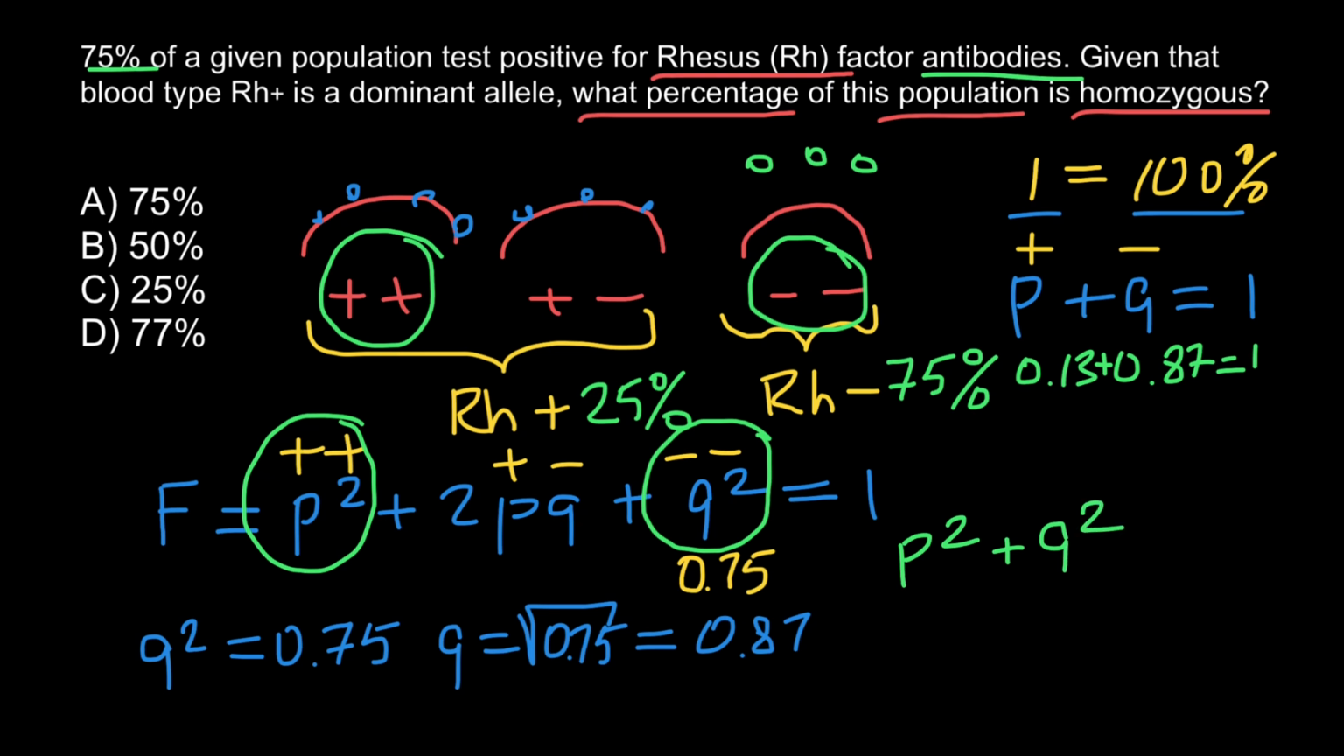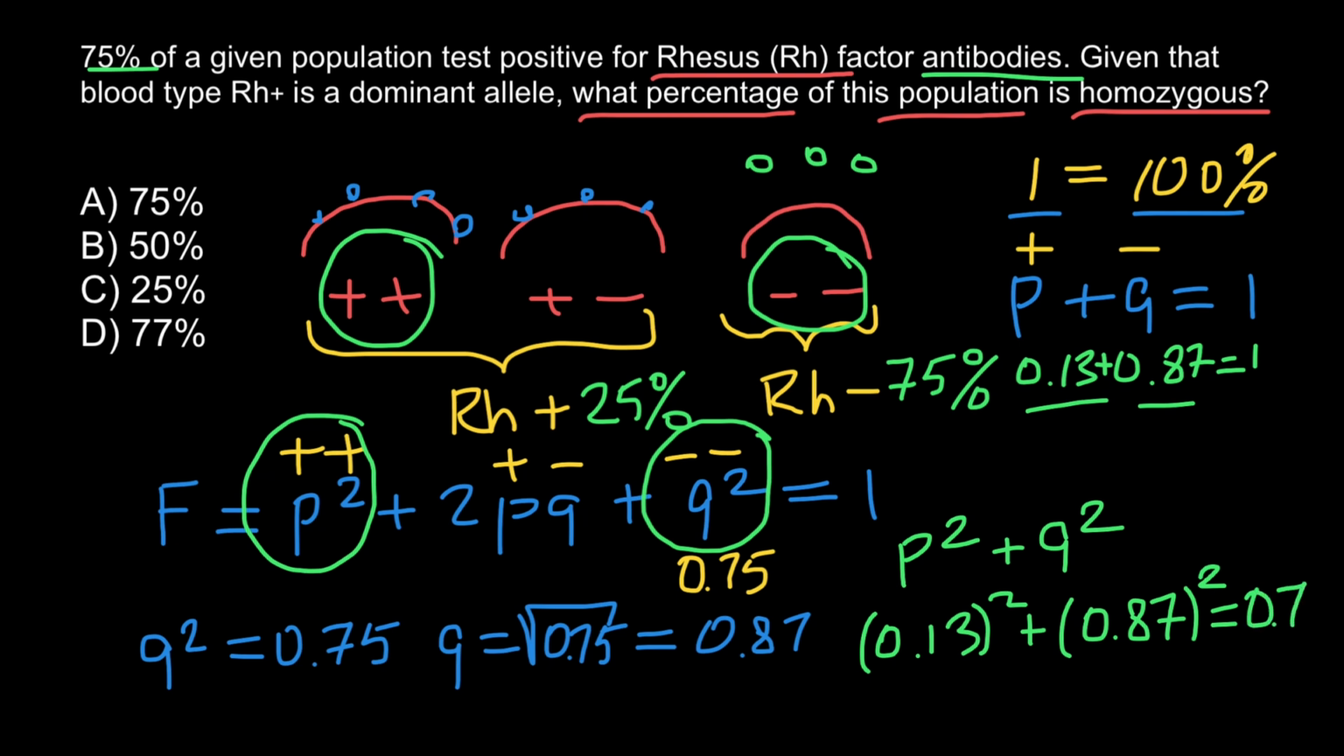And we have found that p is 0.13, so 0.13 squared plus q is 0.87, so 0.87 squared. And our answer is going to be 0.77. And this is going to be our answer. As you see, this is answer D.